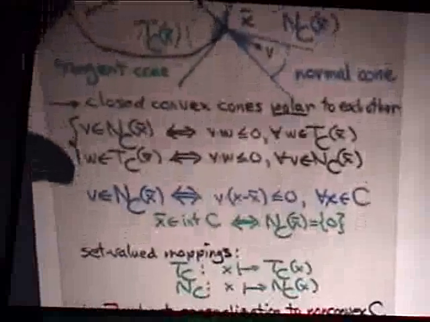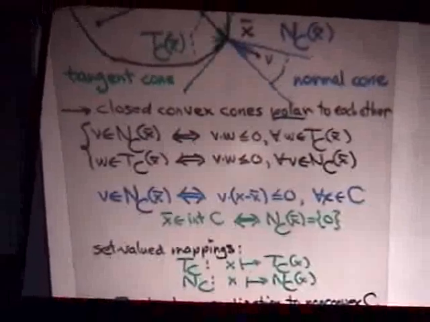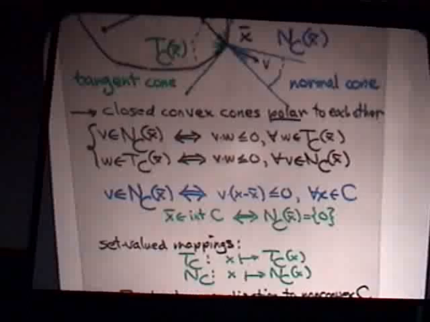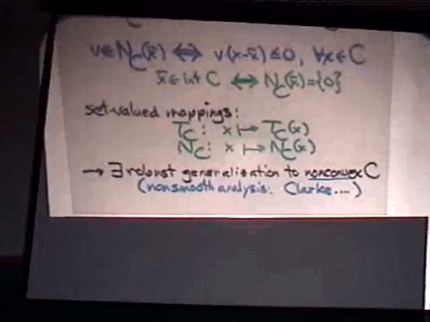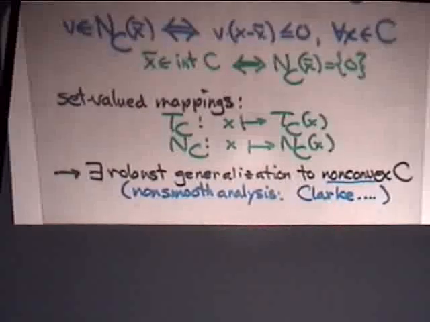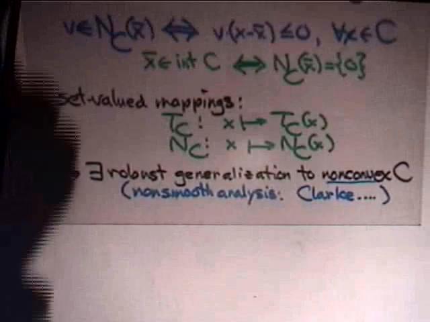So in this picture, you see some set-valued mappings. One is the mapping that associates with each point of this set the tangent cone at this set, and another is the corresponding normal cone mapping. Now, by the way, there are generalizations of this to non-convex sets. They started with my former student Francis Clarke, but many people have worked on these now, and this is a very highly developed subject, but it's not the topic today. I'll only be talking about these ideas in the convex setting.